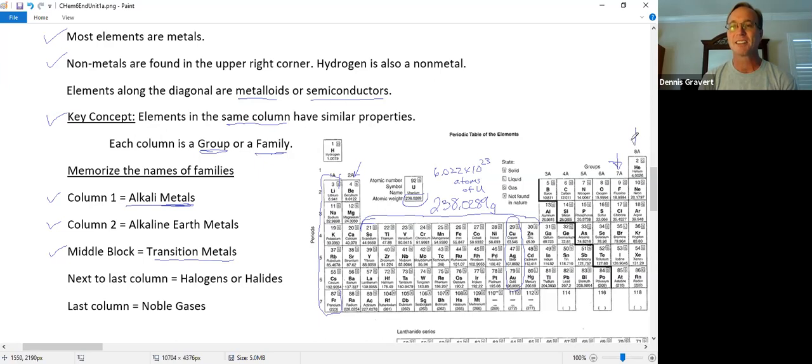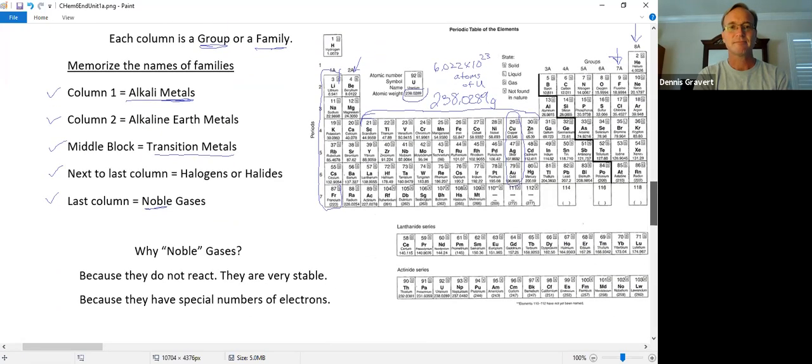And finally, the last column are the noble gases. So 5 family names. Yes, I need you to memorize those. It's going to be useful to us. Okay, noble gases. Why such a regal and royal name? Well, noble gases are actually quite special. They don't react. They're really stable. And it turns out, why is that? Well, they have special numbers of electrons. You might think of them as magic numbers of electrons that make the atom really stable.